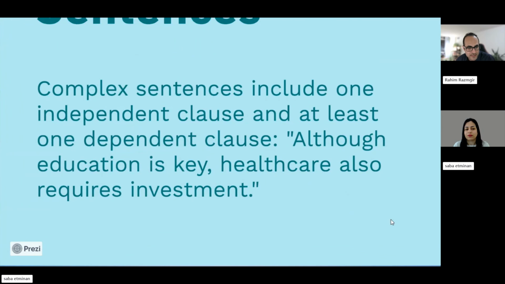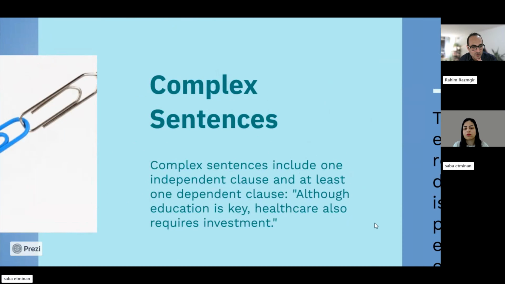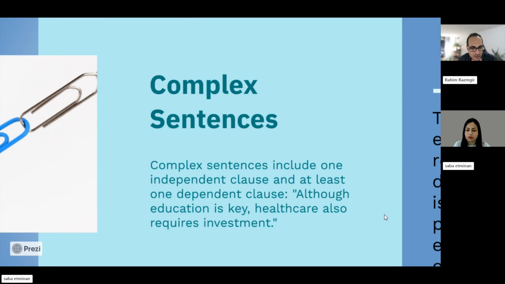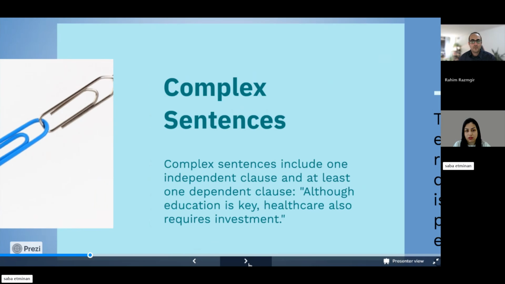So although education is key, healthcare also requires investment. So the main clause here is the second part after the comma. The main thing is healthcare requires investment, but you want to add a dependent, or a more unimportant part of the sentence: although something is true, and then something else is the key point of what you want to convey. So although education is key, so there's no debate. Education is important. However, healthcare requires investment is the main idea in this sentence. It would be very good to use some of these sentences, of course, a mix.